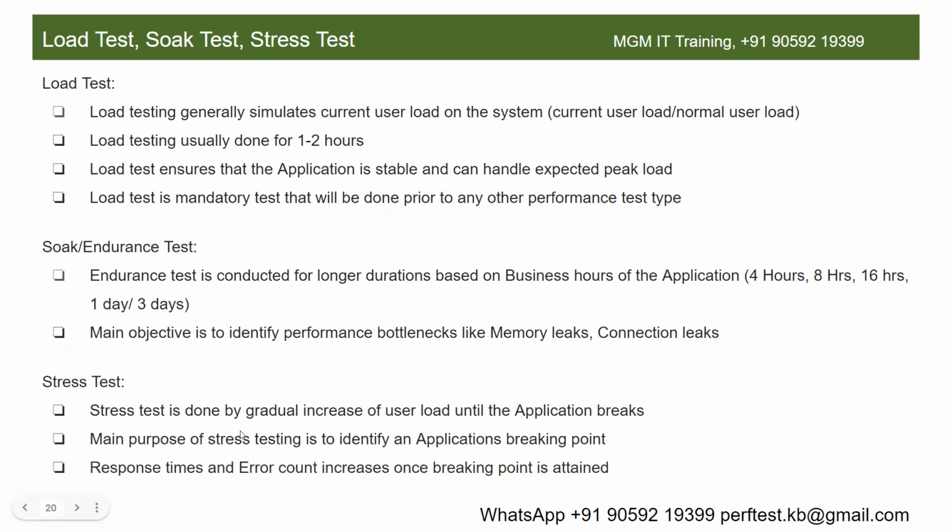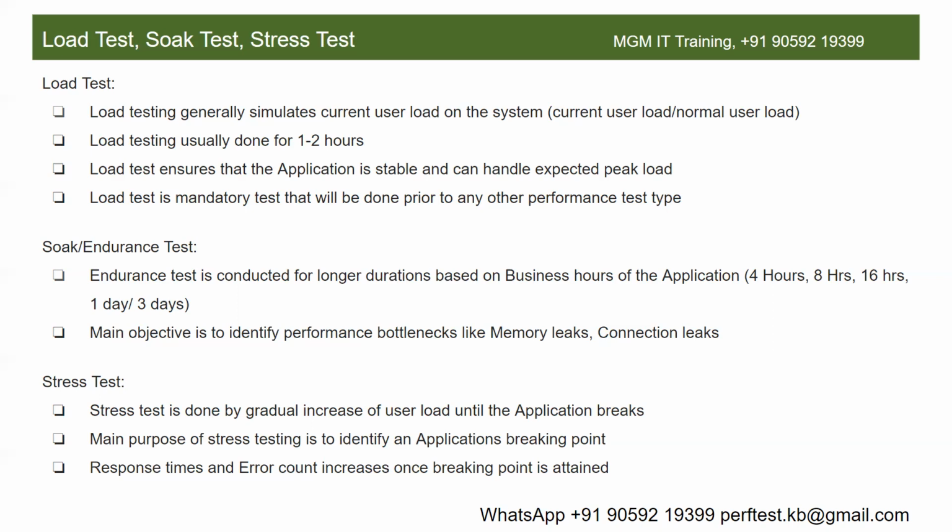Response times and error count increase once the breaking point is attained. How do you determine that the breaking point is attained? Your response times may be increasing and you may start seeing errors also. The error count increases once the application breaking point is reached. And how is it done? It is done by gradual increase of user load until the application breaks.